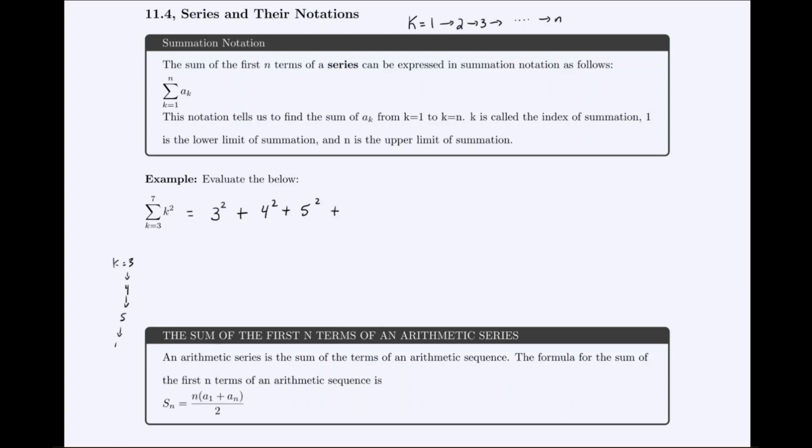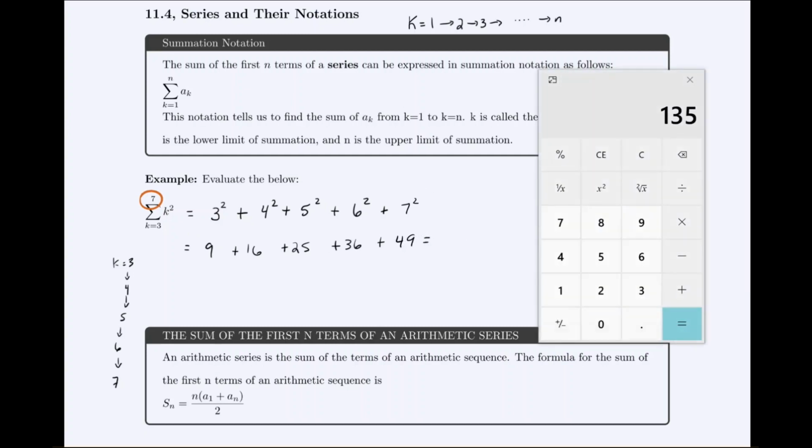Next we go to k equals 6. 6 squared. Next we go to k equals 7. That'd be 7 squared, and the reason we stop at 7 is because that was the upper limit of the sum. We don't go past that value. Now each of these can be simplified. This is going to be equal to 9 plus 16 plus 25 plus 36 plus 49, adding all that together, and we would get 135 as our answer. So the value of this sum is 135.